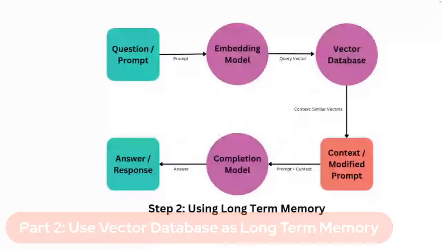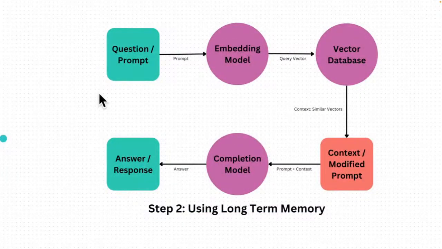There we go. So here in step 2, and this is something we've seen before just using ChatGPT, but we're going to add a few more steps to it. The first thing is the question or the prompt, which we've all done with ChatGPT. And then the prompt gets fed into the embedding model. This is the same model that we've used to create our vectors. This actually creates a query vector.